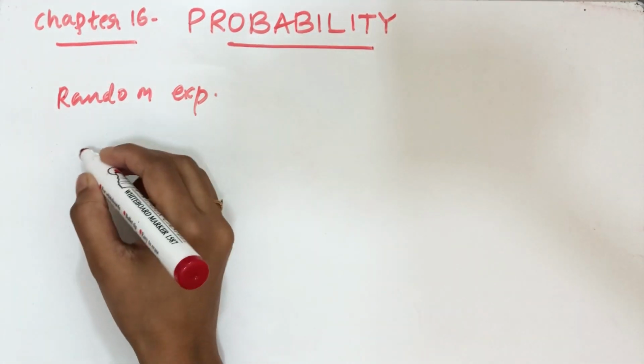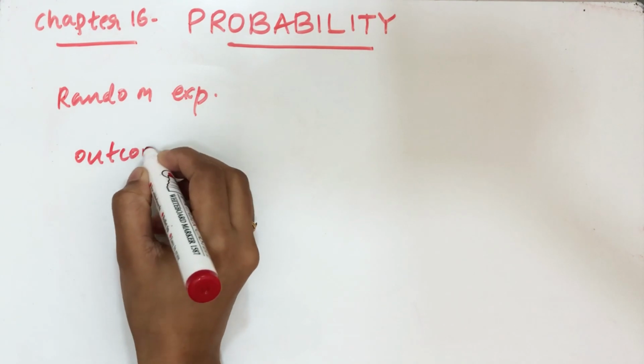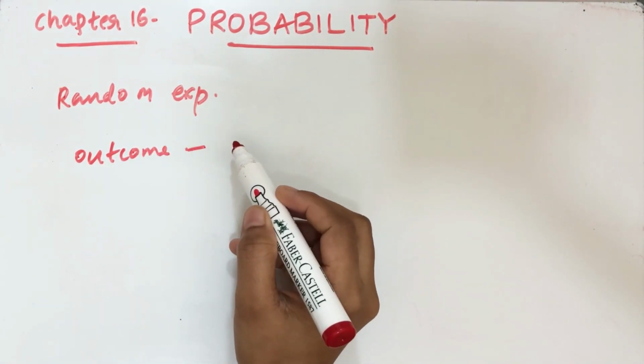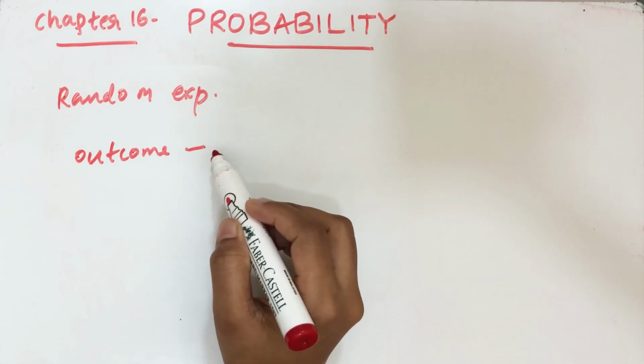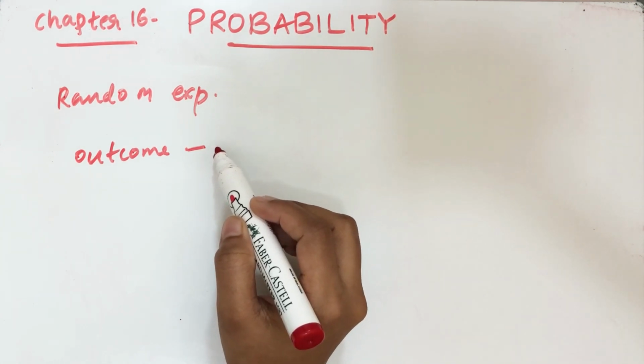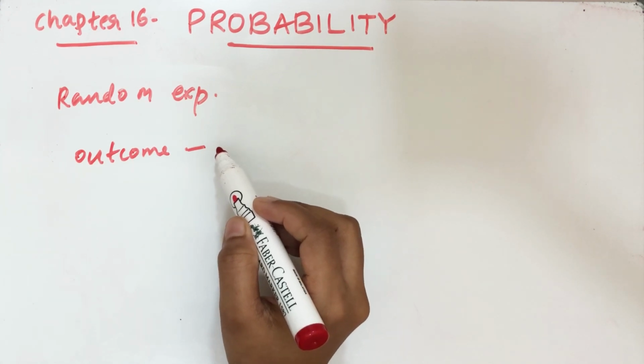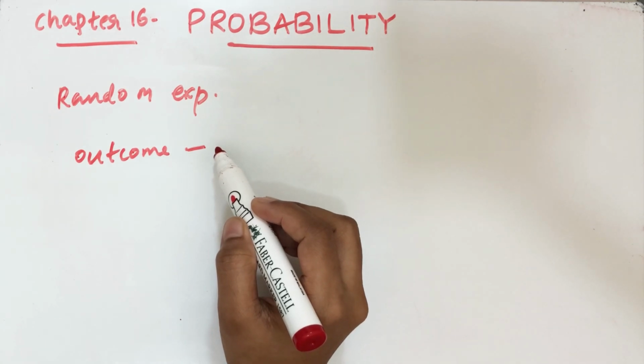Next, we can see the term outcome. An outcome is a possible result of a random experiment. That is, in the experiment of tossing a coin, we can say the outcomes are head or tail. And in throwing a die, the outcomes are 1, 2, 3, 4, 5 or 6.